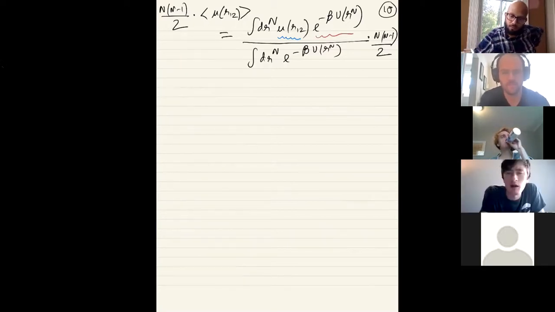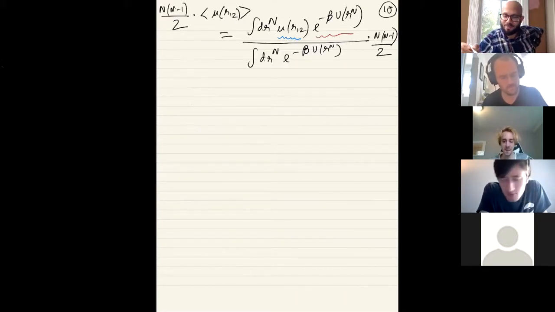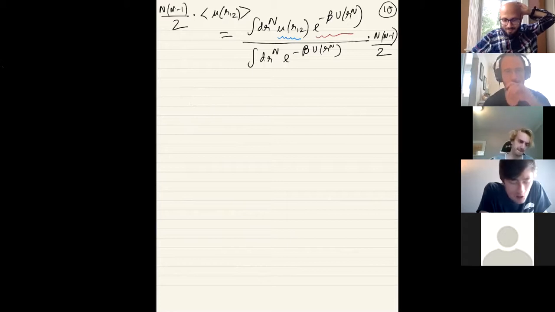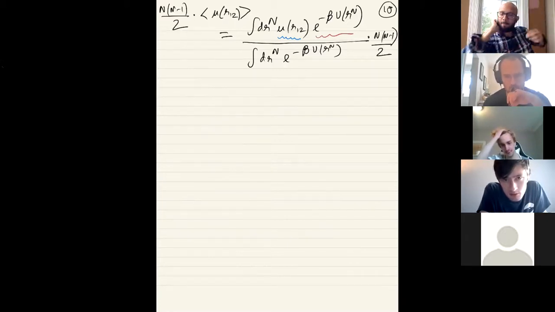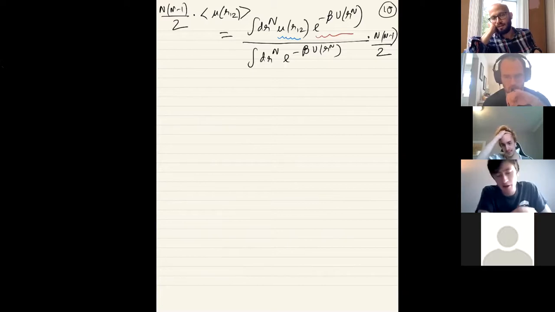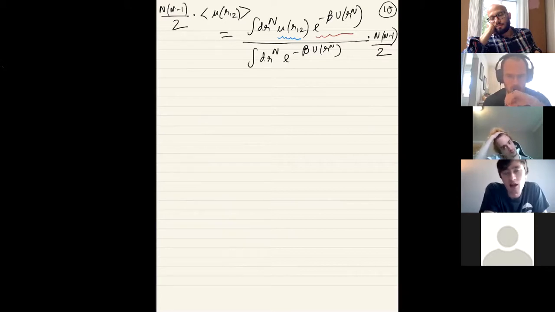I'm still confused by this. Who is this and who is confused? Ben. Ben is confused. Tell me, Ben, why are you confused? So the little u is a function only of R1 and R2. Yeah, these two particles, or their relative separation, right? Yeah. And then I just don't see why all the other coordinates don't just integrate out.